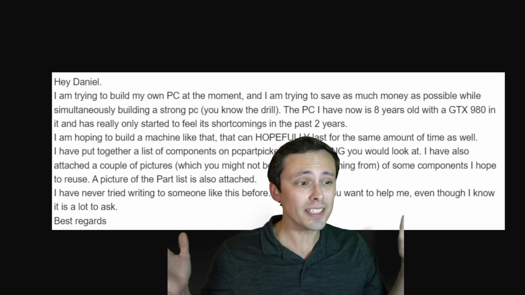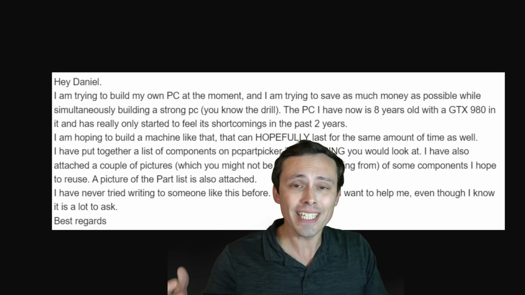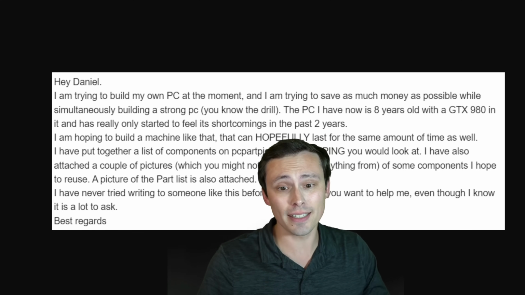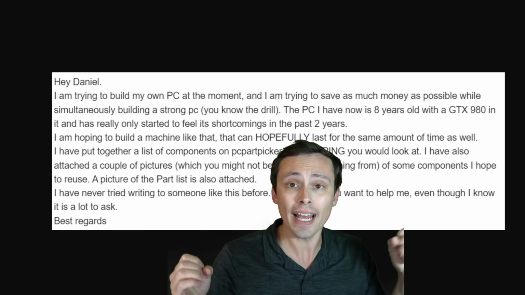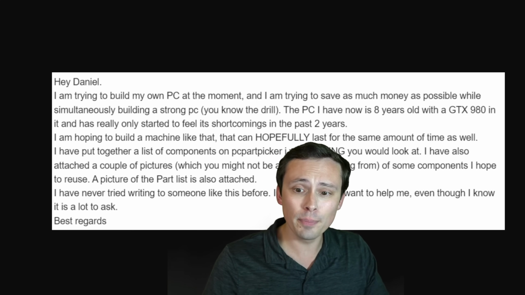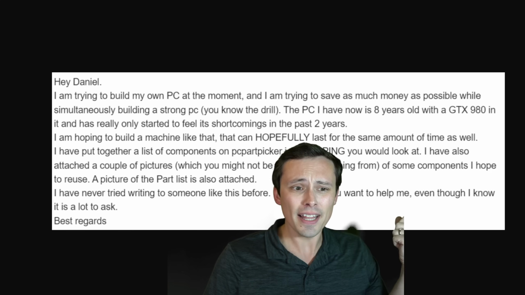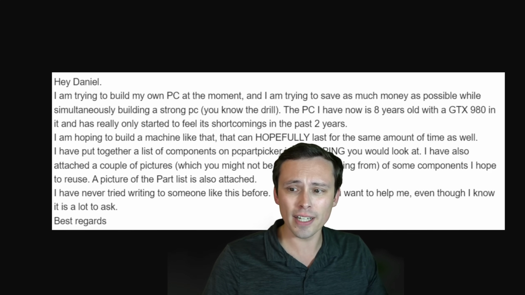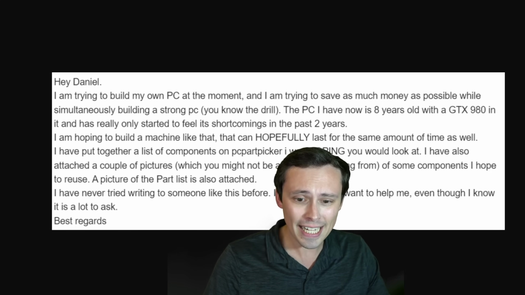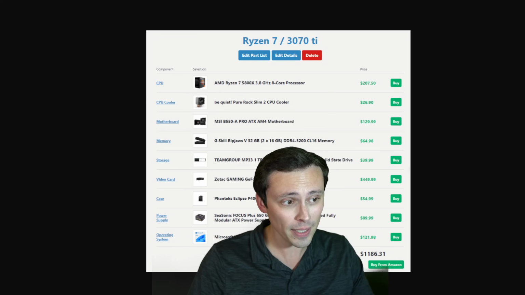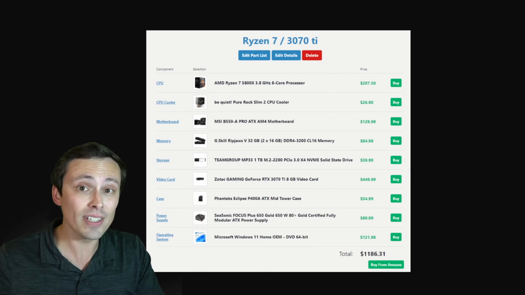I get emails like this a lot, and unfortunately, I usually can't give direct feedback. This is somebody asking for help looking over their build list for a PC upgrade or a whole PC build. This is somebody specifically trying to go up from an old GTX 980 build, and they sent me a PC part picker list, which I do actually have a lot of thoughts about.